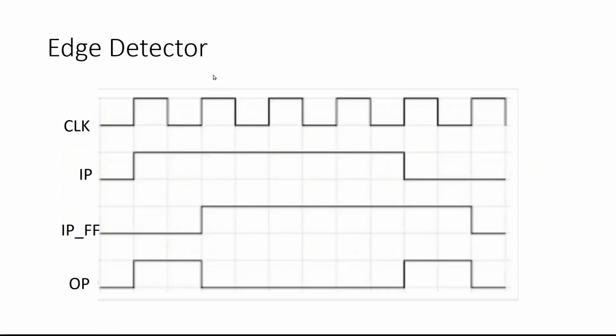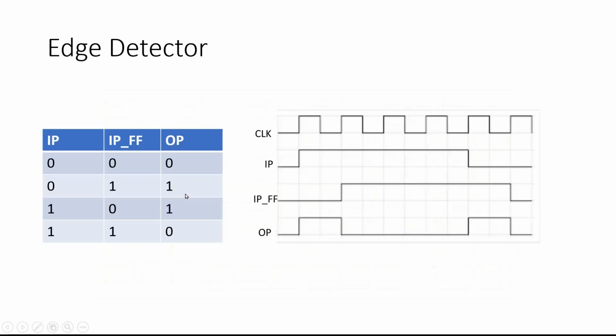Friends, whenever someone asks you to design an edge detector, the first thing that you have to do is delay this input by one clock cycle with the help of one D flip-flop. So I put one D flip-flop and this input is delayed by one clock cycle. Then you need to analyze the behavior of IP_FF and output. So how can you analyze this behavior? You need to form a truth table.